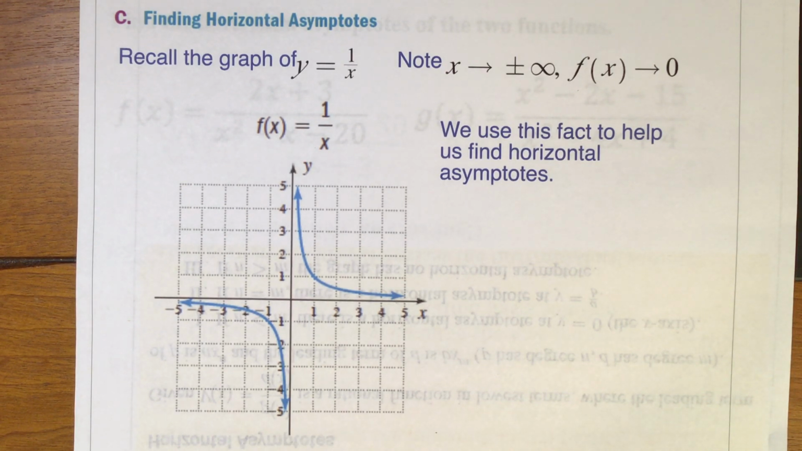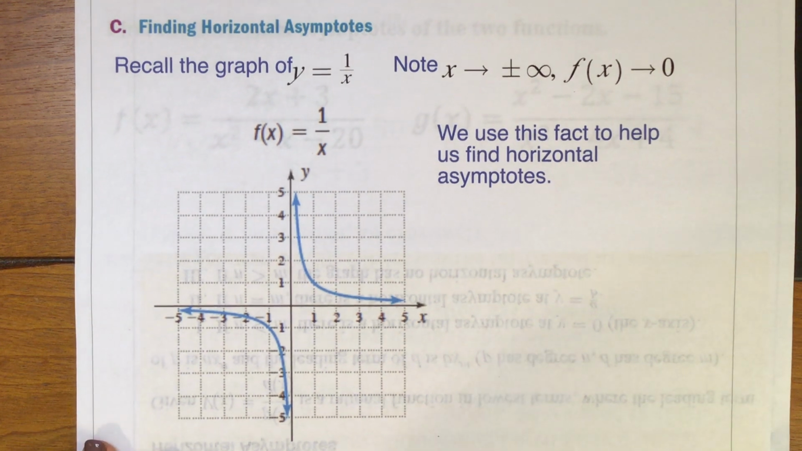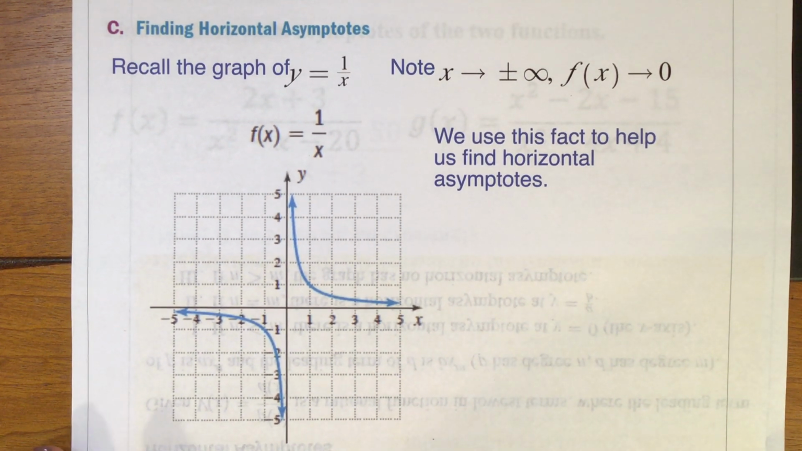We are talking today about finding horizontal asymptotes of rational functions. And we saw this particular rational function in the Monday-Tuesday lesson. We see that we have a vertical asymptote of the y-axis, or x equals 0, but we also have a horizontal asymptote of y equals 0, or the x-axis.